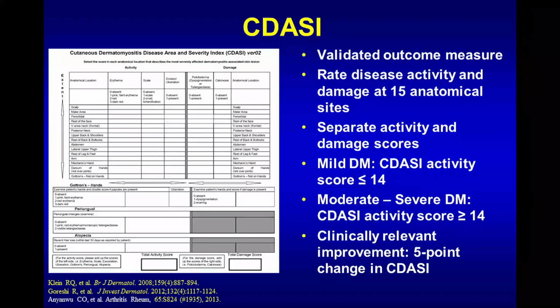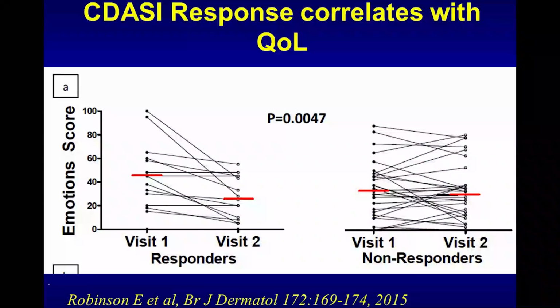So that brings me to the CDASI, which is a one-page instrument. You end up with an activity score, a damage score, and you're scoring various fields such as erythema scale and so on. And this has been able to be delineated into those who have mild disease versus moderate severe, and also what's a clinically relevant improvement. So you need this in order to begin to do studies, and it was something I quickly realized about 15 years ago when we started working on the CLASI, that if we didn't have outcome measures that were validated, we couldn't even get off a dime in terms of looking at anything.